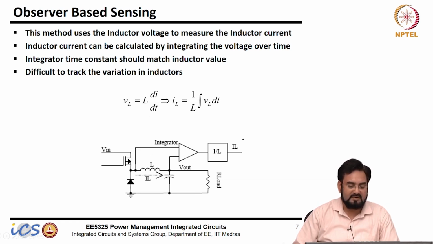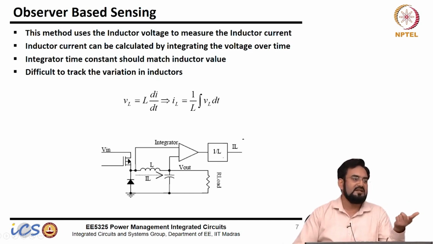And another drawback of this is, this 1 by L is different than this. This is an integrator gain and this is L. So you cannot track the two. So you need to have a way to measure the inductor value and tune your integrator gain accordingly. Only then you can get accuracy. And this will work under no loss conditions.